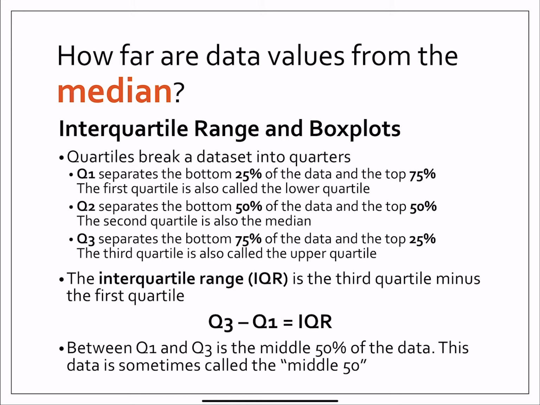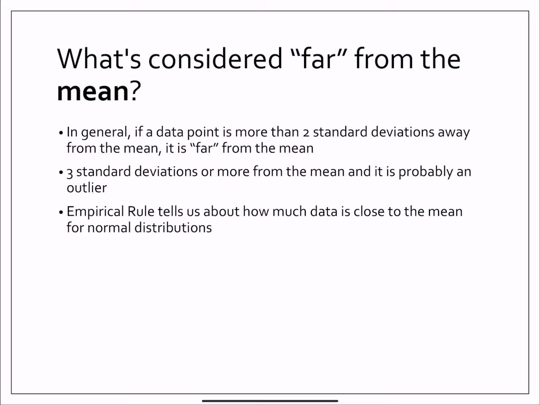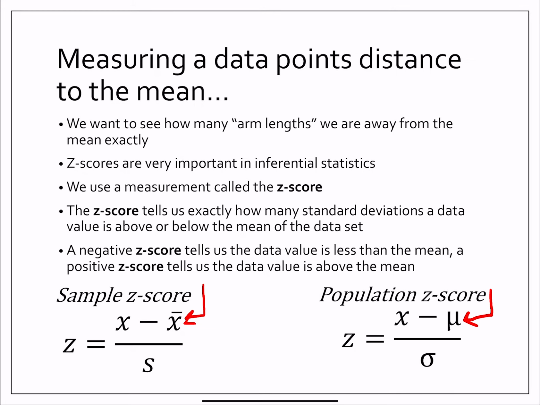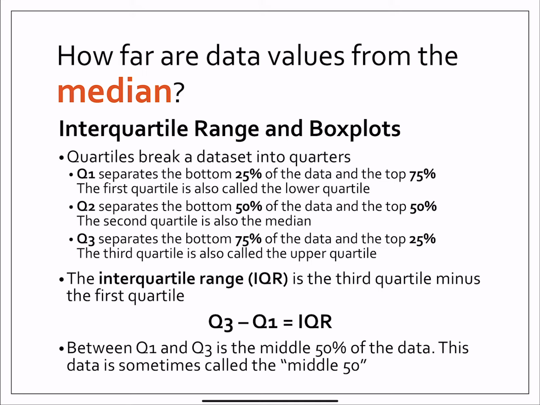All right, so last class we had spoken about how we can figure out how far things are away from the mean. In particular, we were looking at the z-score as a tool for measuring the exact distance in terms of the number of standard deviations from the mean. This time we want to use the median as our frame of reference for measuring where things are relative to the median.